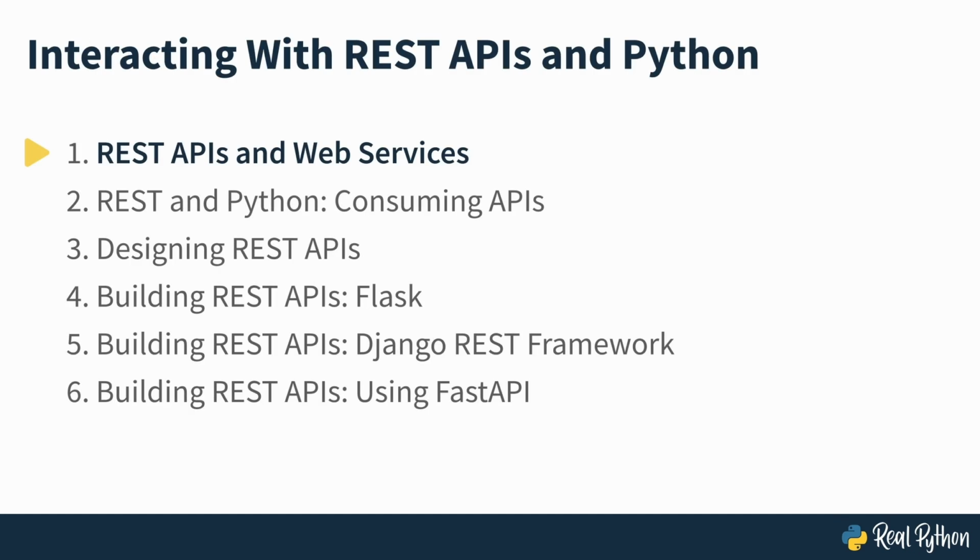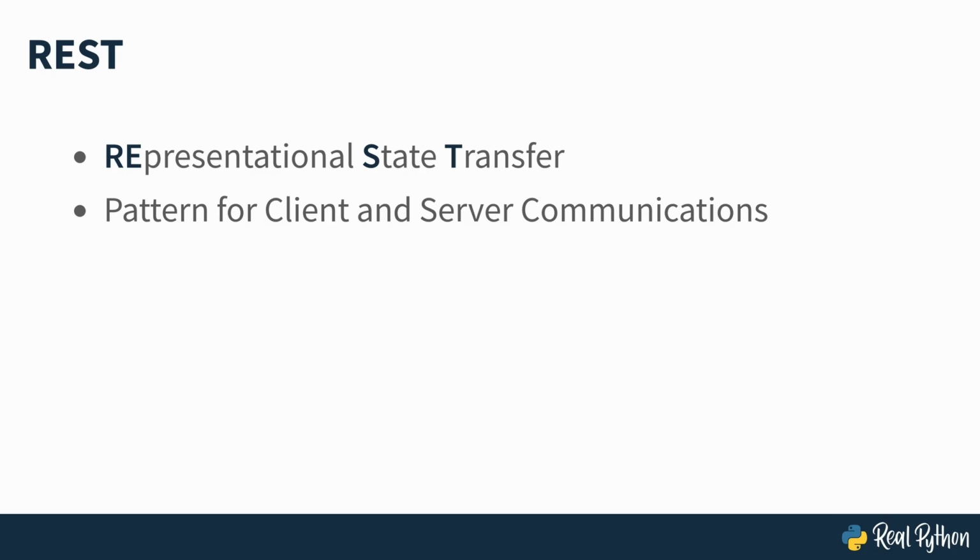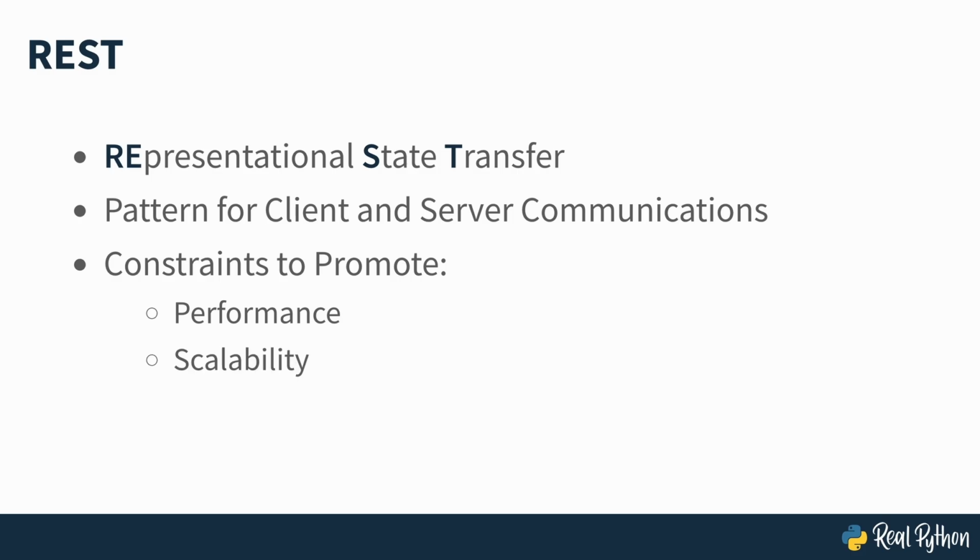REST APIs and web services. Before getting into the details of APIs and web services, it's time to take a look at what REST means and its architecture. REST stands for Representational State Transfer and is a software architecture style that defines a pattern for client and server communications over a network. REST provides a set of constraints for software architecture to promote performance, scalability, simplicity, and reliability in the system.